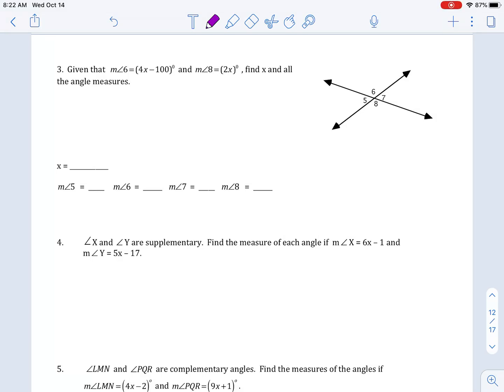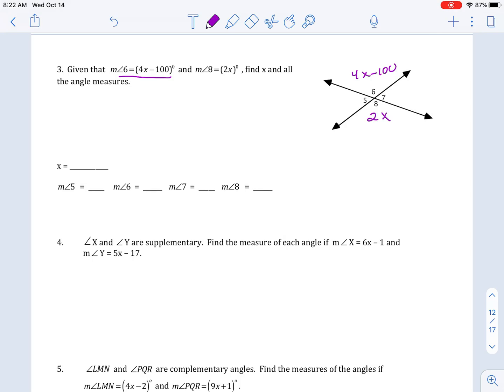This is page 13 in your notes packet. Now let's look at a couple more problems where we look at the angle relationships and we have to solve for x. So let's label our picture. Angle 6 is 4x minus 100 degrees, and then angle 8 is 2x.